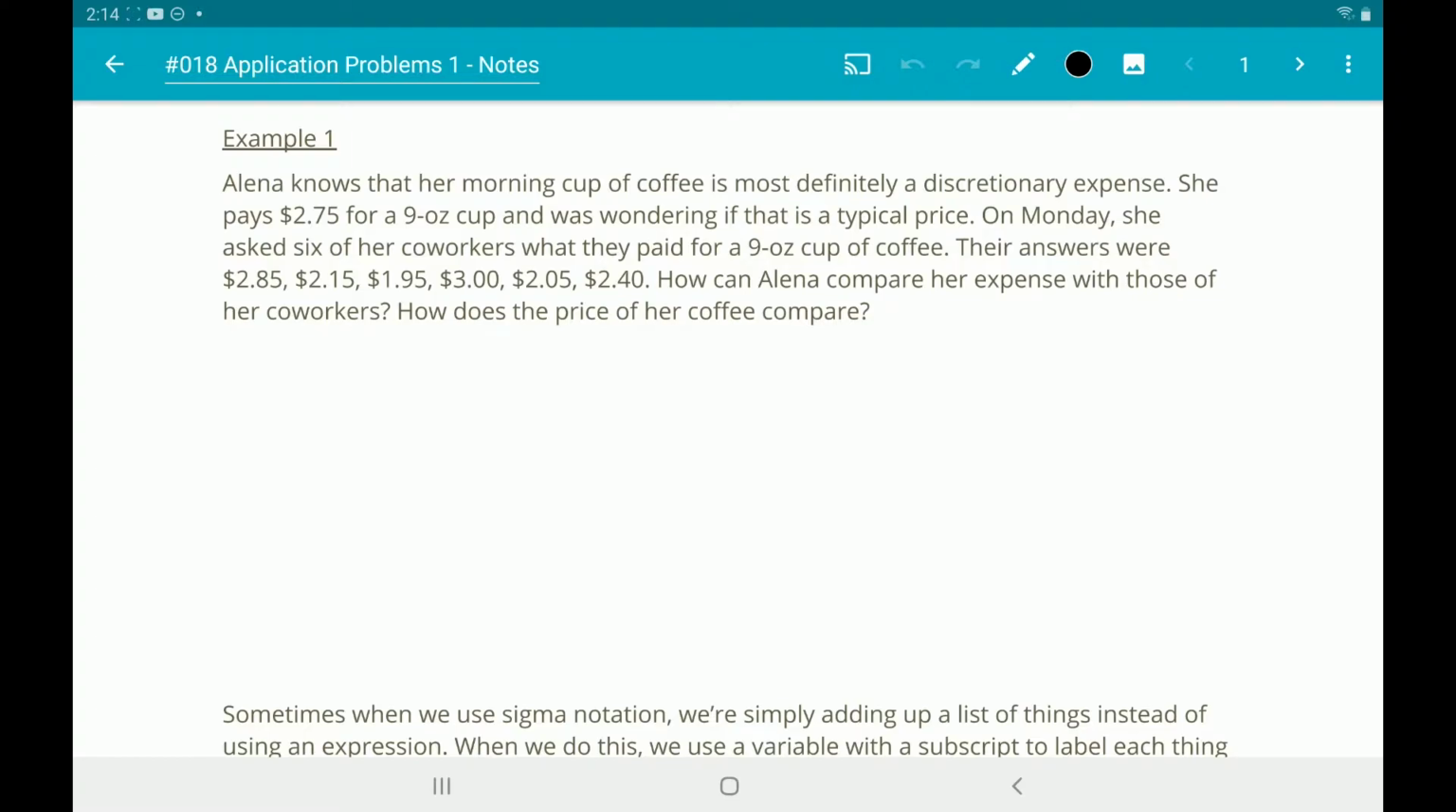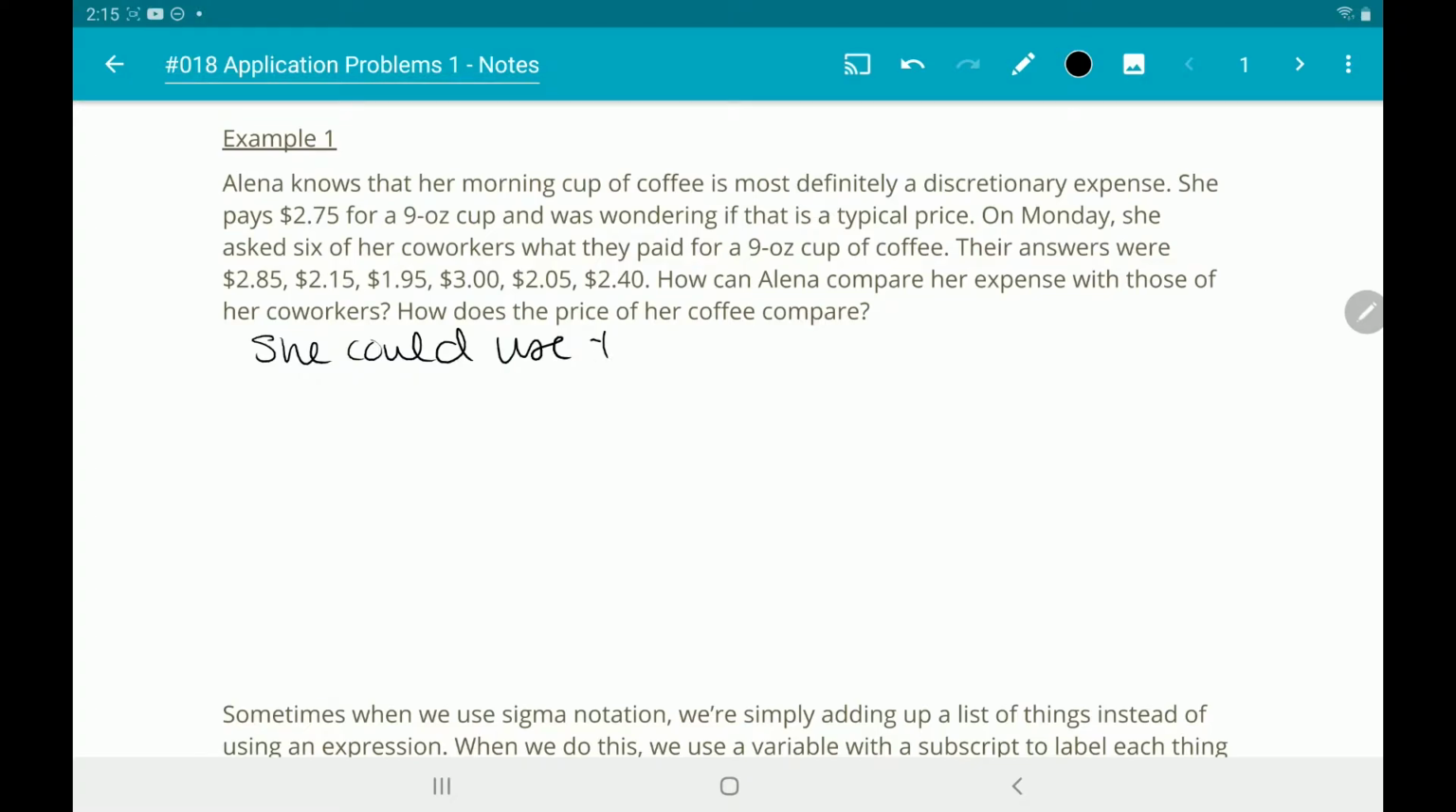Elena knows that her morning cup of coffee is most definitely a discretionary expense, so it's not something she has to buy. She pays $2.75 for a 9-ounce cup and was wondering if that's a typical price. On Monday, she asked 6 of her coworkers what they paid for a 9-ounce cup of coffee. Their answers were $2.85, $2.15, $1.95, $3, $2.05, and $2.40. How could Elena compare her expense with those of her coworkers, and how does the price of her cup of coffee compare? So I'm going to go ahead and just say that she could use the mean.